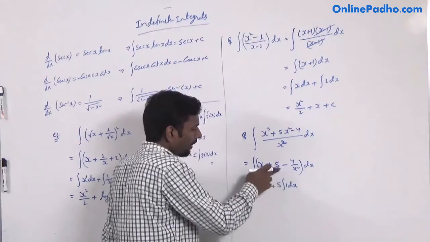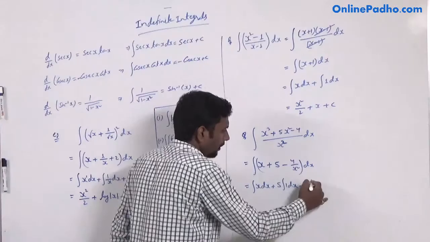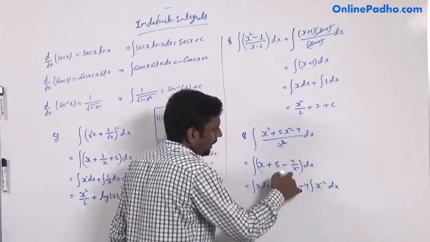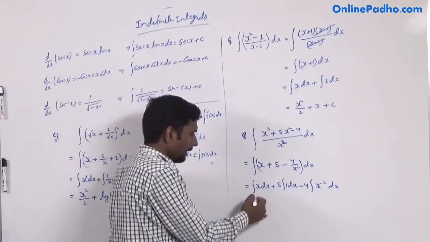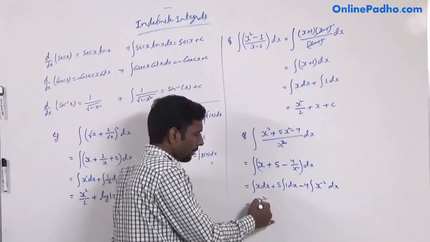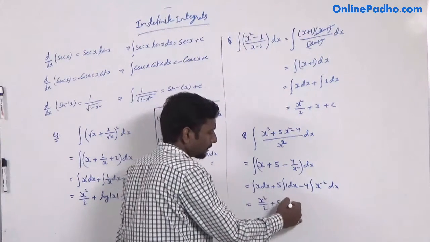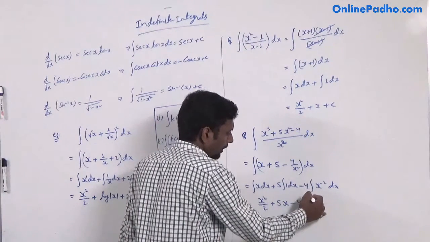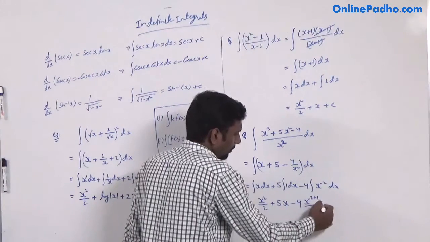We can take 5 outside the integration. We can separate these three functions. Minus 4 integration x to the power minus 2 dx, because you know 1 by x square can be written as x to the power minus 2. Now integration of x can be written x square by 2, plus 5 multiply integration of 1 can be written x, minus 4. Integration of x to the power minus 2 can be written x to the power minus 2 plus 1 by minus 2 plus 1, plus c.